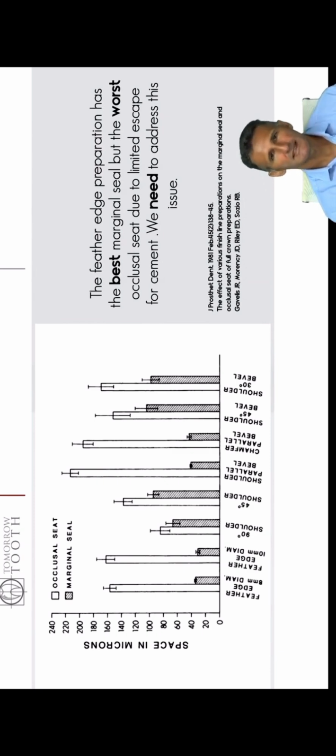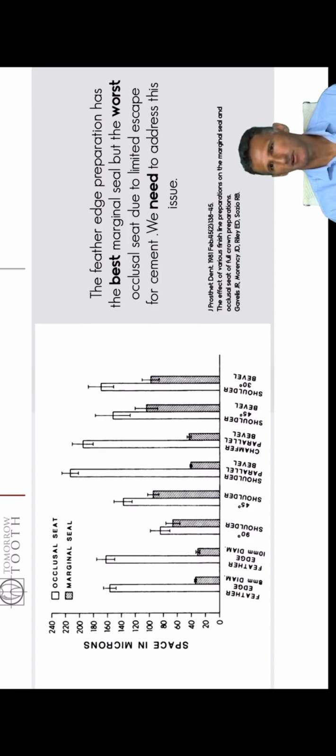This study is always the same study of Gavelis, and they were comparing the occlusal seat and the marginal seal. Okay, and what was the result? The result was that the marginal seal for vertical preparation, that you see on the left of this slide, was the best one. In this study there were something like 30 microns, but the occlusal seat was the worst. So feather edge preparation, vertical preparation, has the best marginal seal, but the worst occlusal seat due to limited escape for cement.